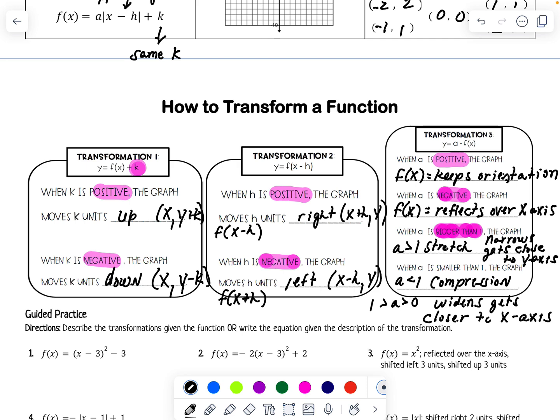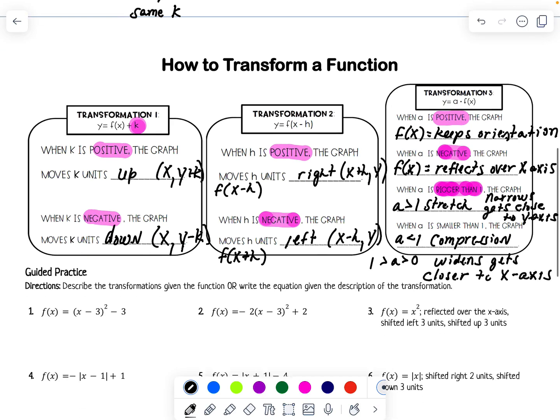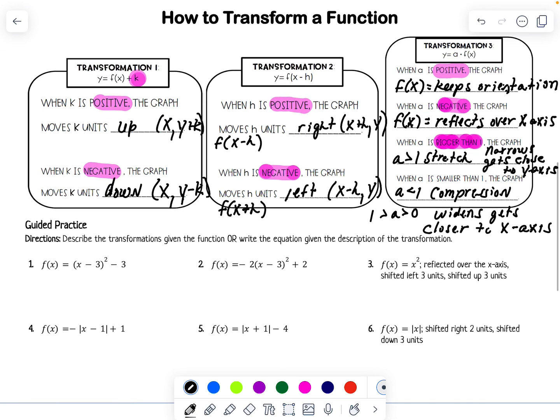So what does this all mean? What would you do with all this information? Okay. Well, let's do some practice. So first, we're going to be able to describe it. First, you're going to describe it using the parent function, and then you're going to describe what changes have happened to the parent function.